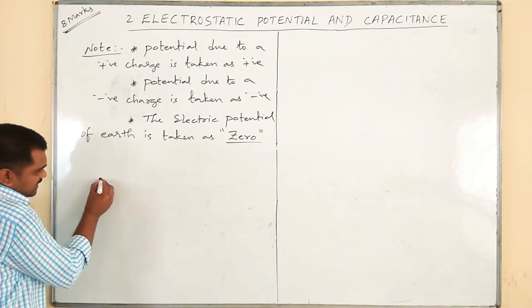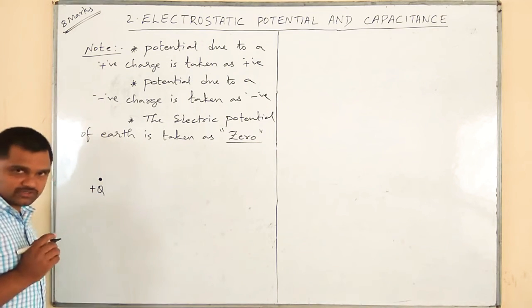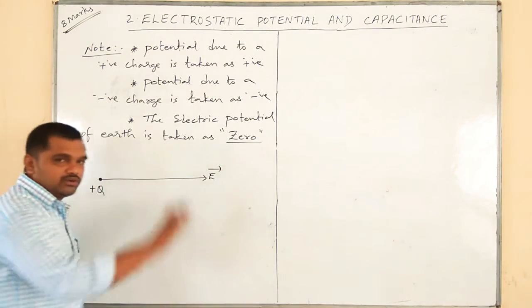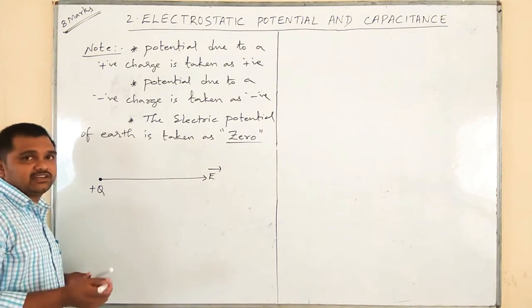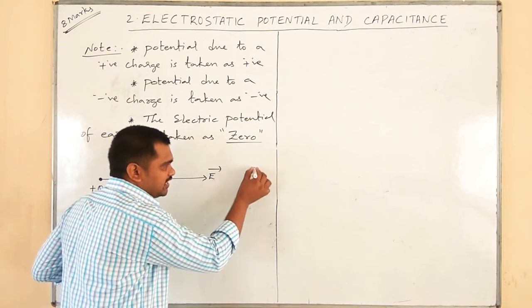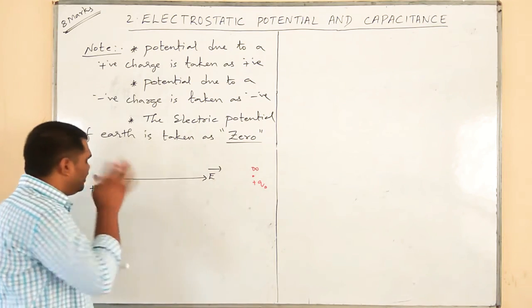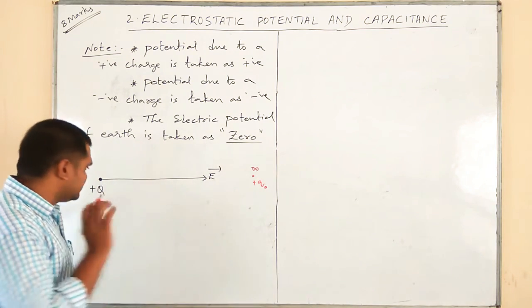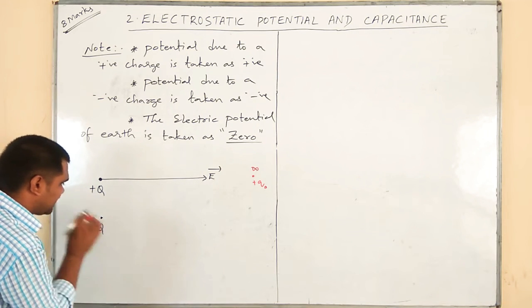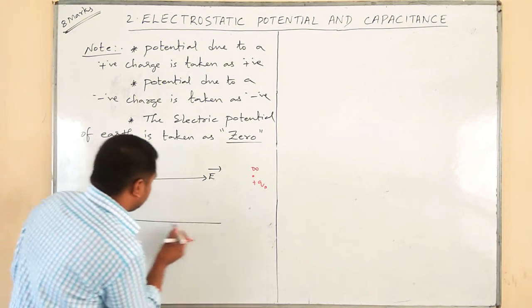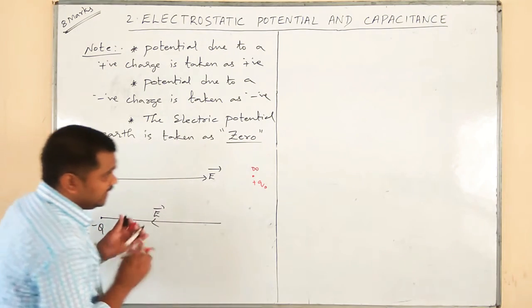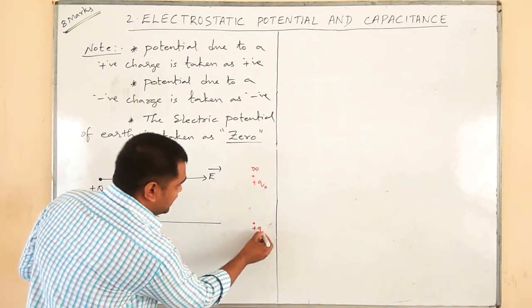See, take one positive source charge. The direction of electric field will be outwards. Our overall intention in the potential case is to bring a unit positive test charge from infinity to any point. Okay? See here. Similarly, I will take a negative charge. The direction of electric field will be inwards in the case of a negative charge. Here, at the same infinity, we are having plus Q naught charge.